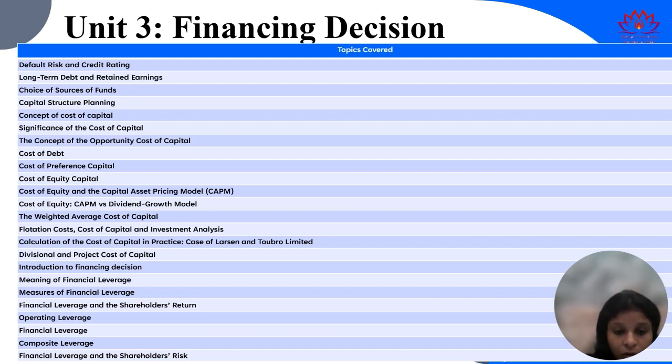It also covers the concept of flotation cost, cost of capital and investment analysis. How we will calculate these different types of cost of capital we will also discuss under this. What is the divisional and project cost of capital? Introduction to the financing decisions. What is financial leverage? How can we measure it, and what are the different types of leverage, such as operating, financial, and composite leverage?